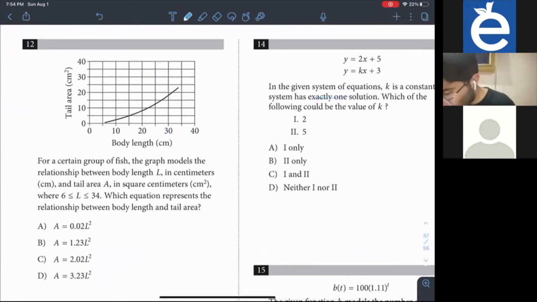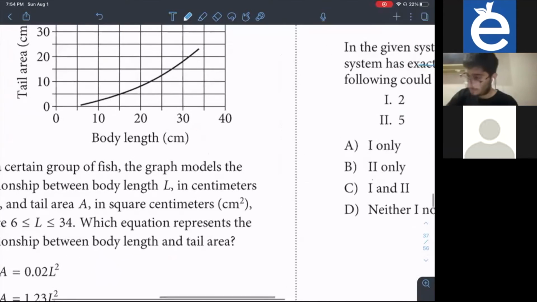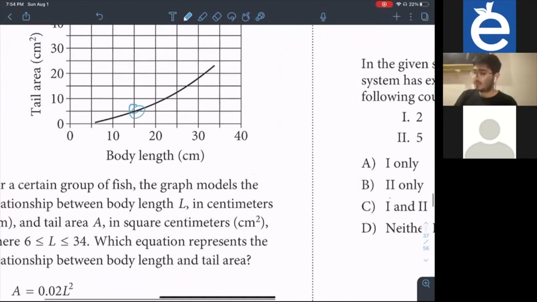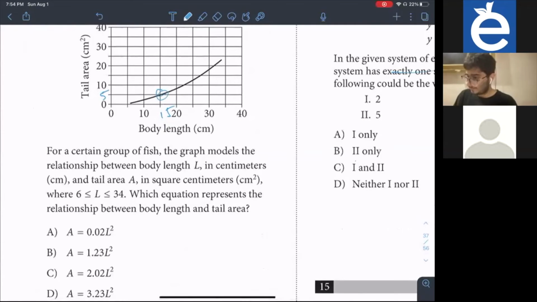Question 12. For a certain group of fish, the graph models the relationship between body length L in centimeters and tail area A in square centimeters, where 6 is less than or equal to L, which is less than or equal to 34. Which equation represents the relationship between body length and tail area? Okay, so the way I would do this is to realize we can use a point on the graph. We can use 15 and 5, right? So we have to realize that L is the body length.